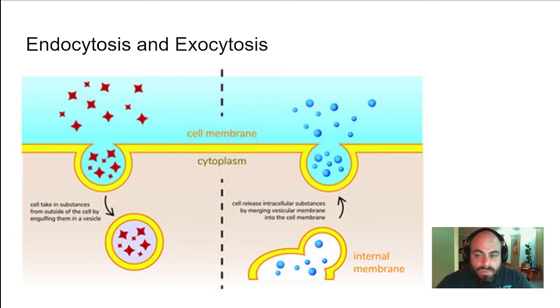And so these are both forms of active transport because they require energy. And you can also see that they're using the cell membrane in order to do this. They're like pinching off a piece of the cell membrane or adding to the cell membrane. So big idea here, endo, large materials into the cell, exo, large materials out of the cell.